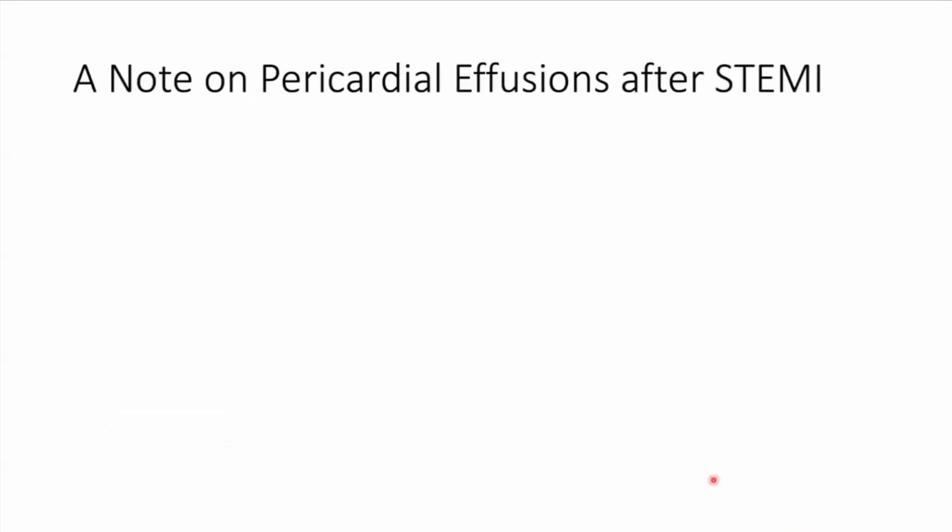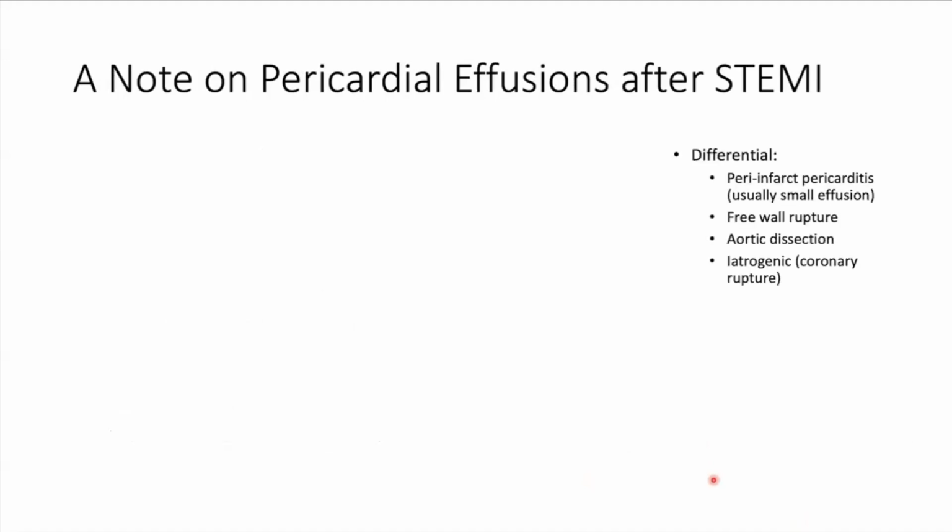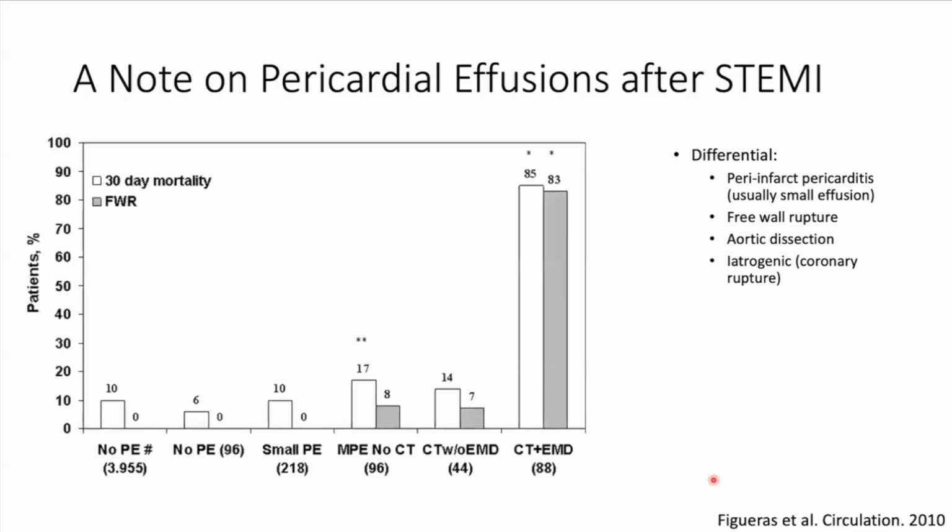I just want to make one note about pericardial effusions after STEMI though. There is a differential for this: you can have a peri-infarct pericarditis, you can have free wall ruptures, aortic dissection, or it can be iatrogenic from coronary intervention. So you'd think that pericardial effusions are fairly nonspecific after a STEMI, but that's not necessarily true. This is a study that was done in 2010, published in Circulation, that was the largest I could find, that was looking at all STEMI presentations and looking at whether they had pericardial effusions and seeing if there was an association with 30-day mortality.